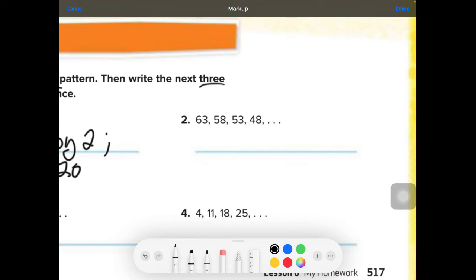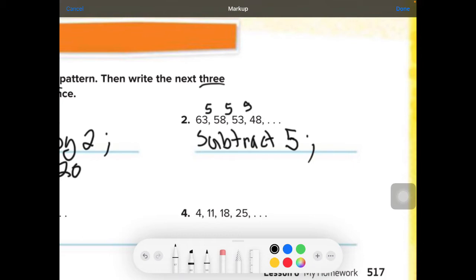Number 2. We need to figure out the pattern. Okay, they are getting smaller as they're going to the right. So it's either subtract or division. So let's figure out how many numbers are in between each of these. Between 58 and 53, there is 5. And between these numbers, there's 5. And between these numbers, there are 5. So we're going to write subtract by 5.